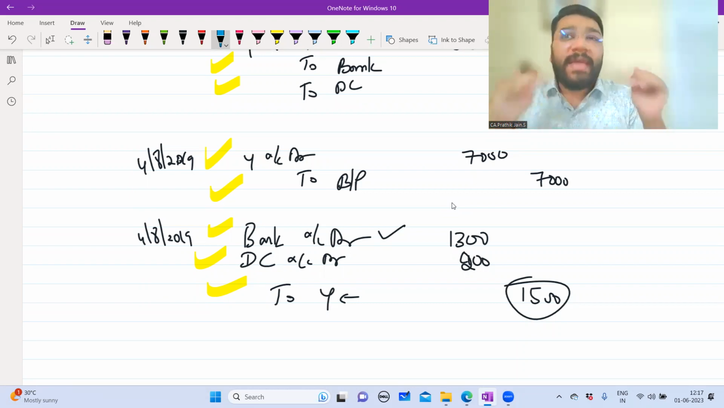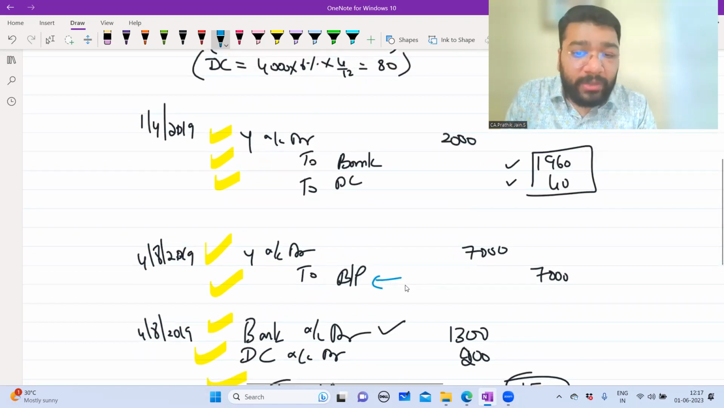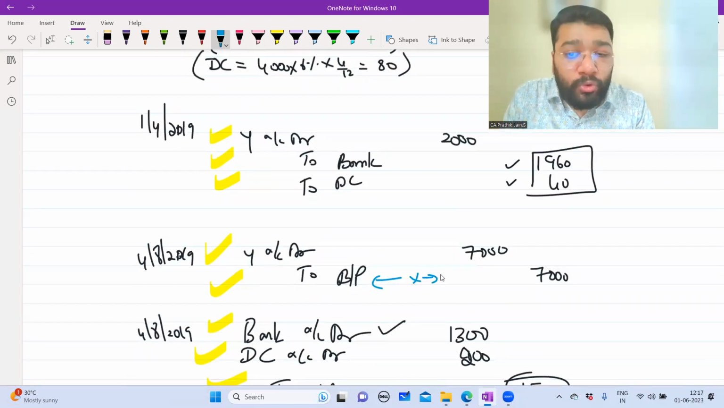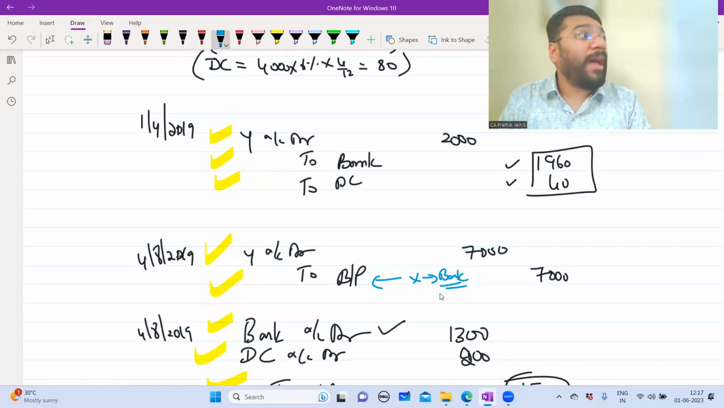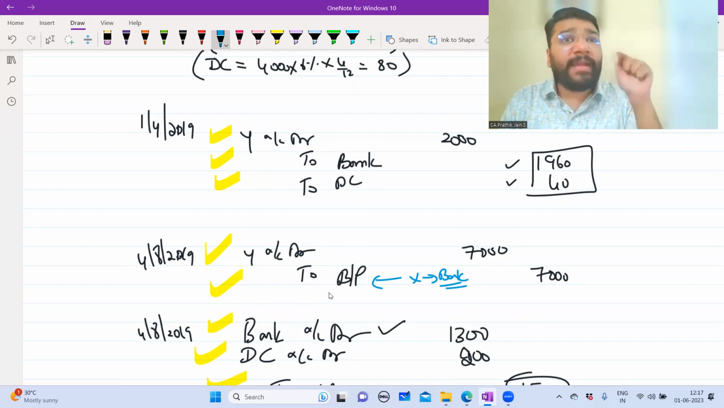So now guys, X has to pass one entry. What entry? He has to now make the payment to whom? Y. So he has to cancel the bills payable. Guys, the bills payable here, credit means what? This is the money that X has to pay to whom? Banker. Bills payable means what? The final money is paid to whom?